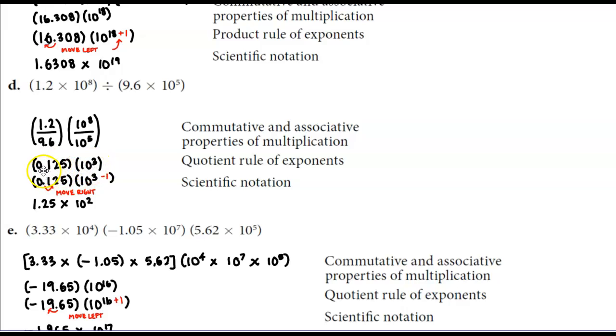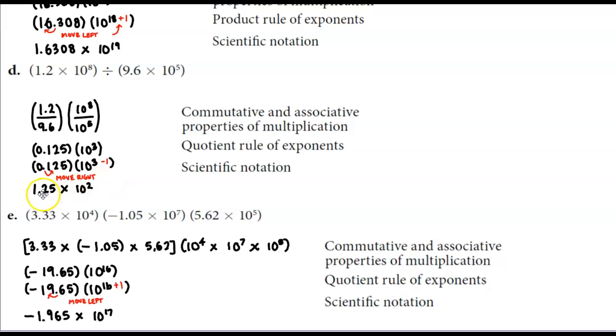Now in this scenario, this decimal point needs to be in between the 1 and 2, so now we have to move this to the right 1 place. Since we're moving it to the right 1 place, we're going to subtract 1 from the 3. So we end up getting 1.25 times 10 to the 2nd power.